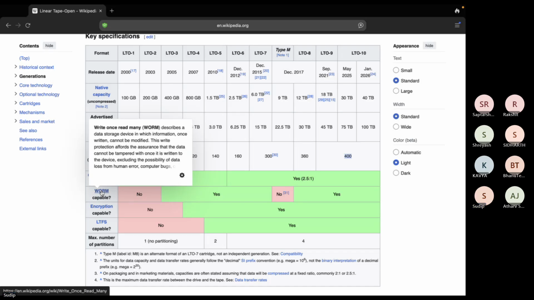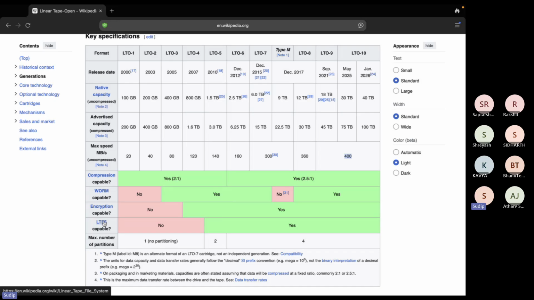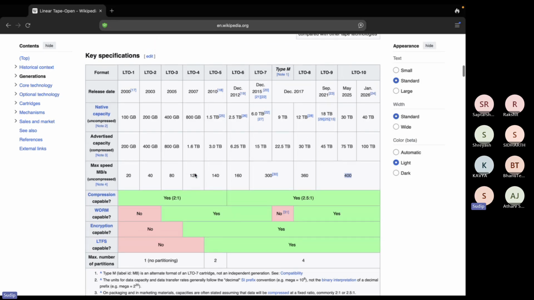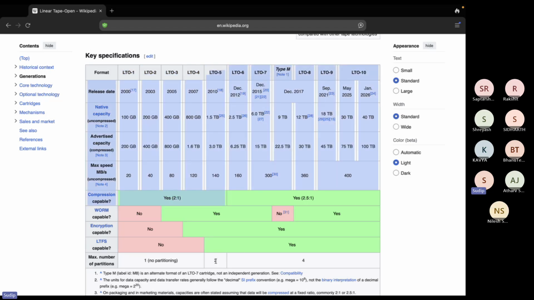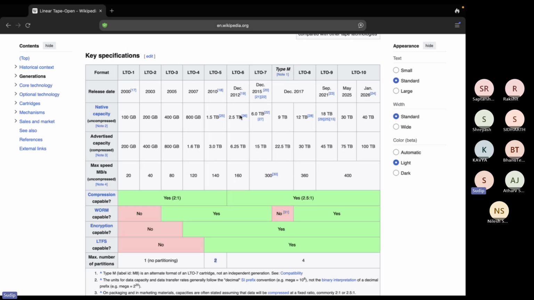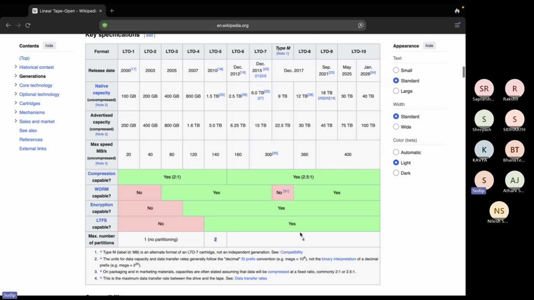Then you can enable encryption also. Up to AES 256 bit, you can encrypt. And then there is something called LTFS. We'll not discuss this right now, it's a little complicated. And partitioning. Earlier generations of tape drives never allowed you to partition. Until LTO4, you could not partition a tape drive. But from LTO5 onwards, you can partition. Of course, LTO5 supported only 2 partitions, but from LTO6 onwards, 4 partitions per tape can be achieved.